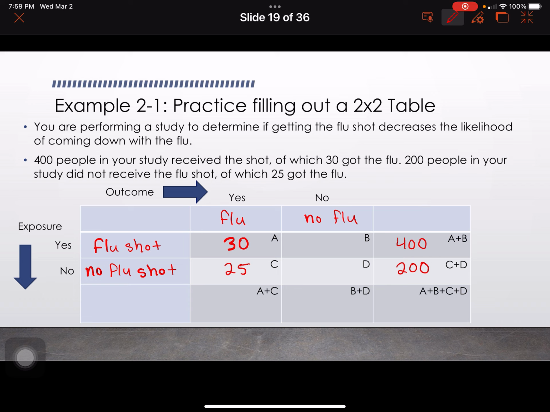So now we need to run through here and fill in the missing information using addition and subtraction. So this is 370 because we have 400 minus 30. We have 175 here. We can also fill in our total here by adding these two together. That gives us 600. And then we'll just total these down. And this gives us 55 and 545.